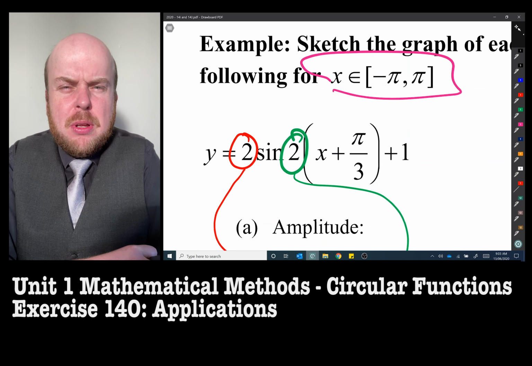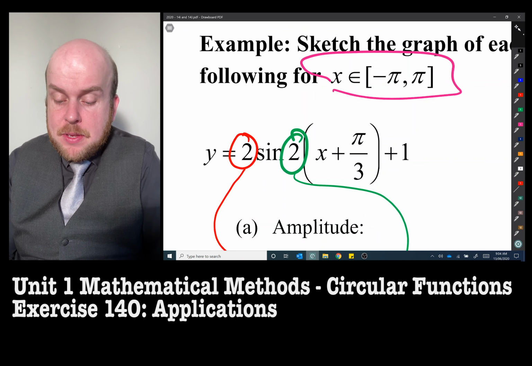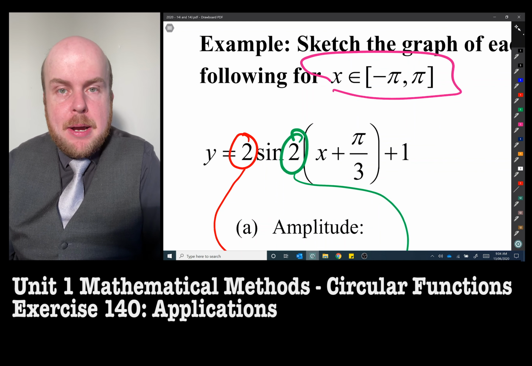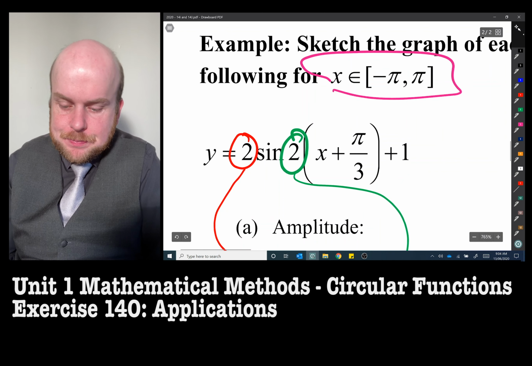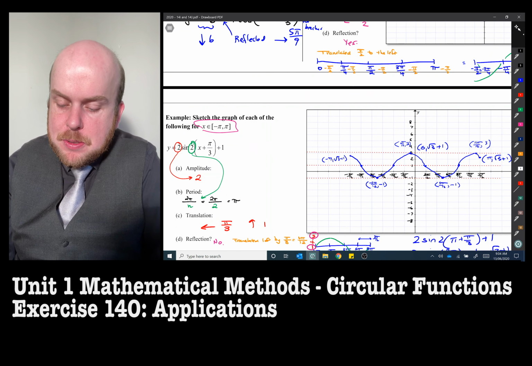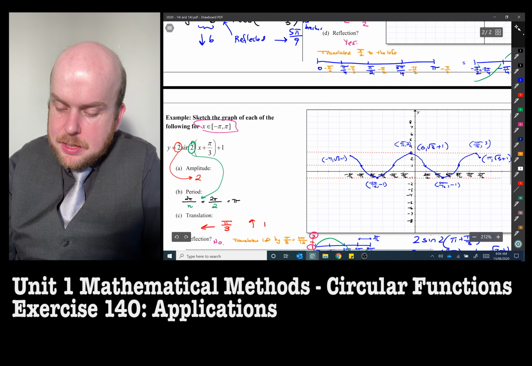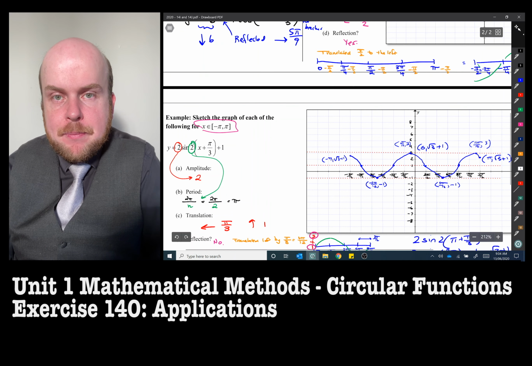You'll notice there's scribble all over it. This is because I was doing this in class. This is a graph that's been moved to the left by pi on 3, and also it's been translated up by 1. So here's the graph of that function, and you'll notice there the uppermost point is up at 3. You'll see it there, that's the uppermost. The lowermost points, so the lower turning points, are at -1.